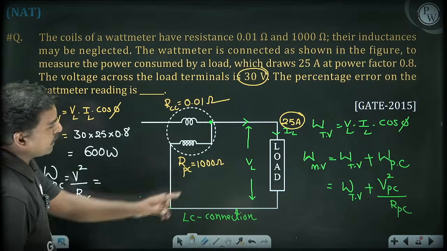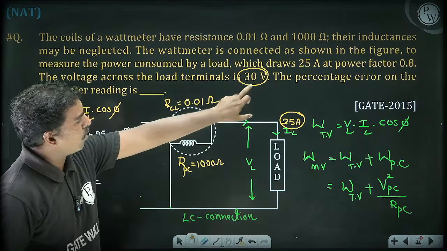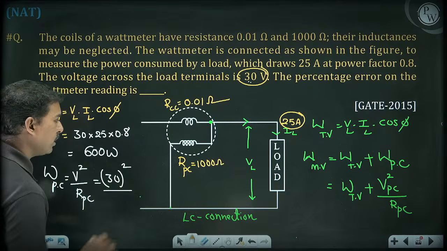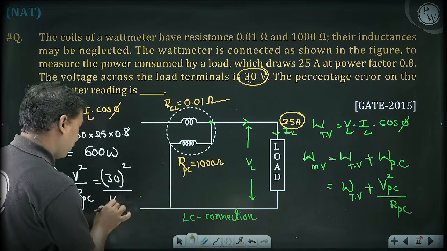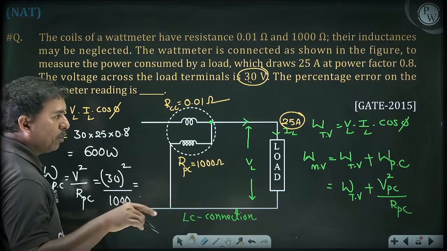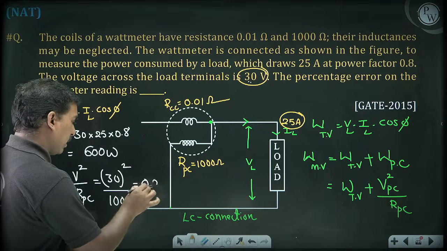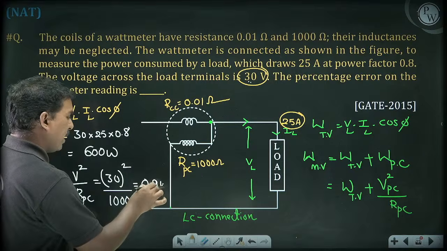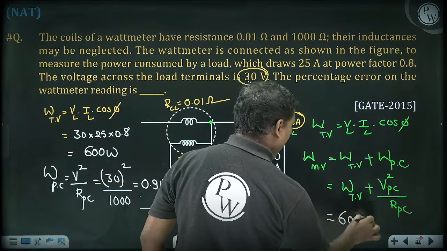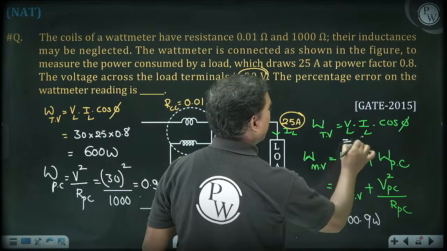Now the pressure coil power, that is V square by R. What is the voltage across the pressure coil? The voltage across the pressure coil is 30 volts. So 30 square, and the resistance of the pressure coil is 1000. So that is 900 by 1000, which means 0.9. Okay, so 0.9 watts. So the measurement value is 600.9 watts. True value is equal to 600 watts.